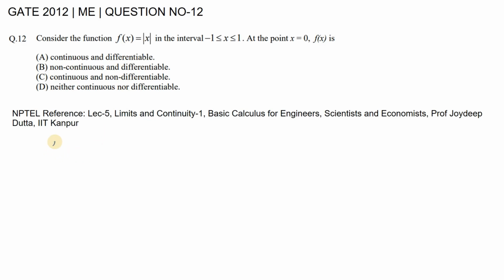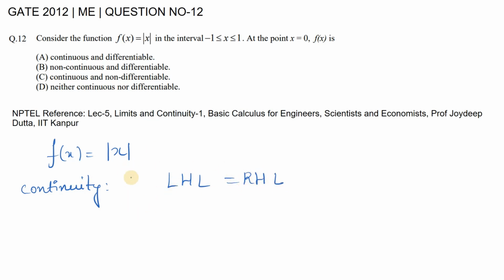First, let's see the given function. It is f of x is equal to modulus of x. Now to check the continuity of this function, we know that the left hand limit should be equal to the right hand limit. Now, let's write this function first. F of x is equal to modulus of x, which is equal to positive x when x is greater than or equal to 0 and negative x when x is less than 0.